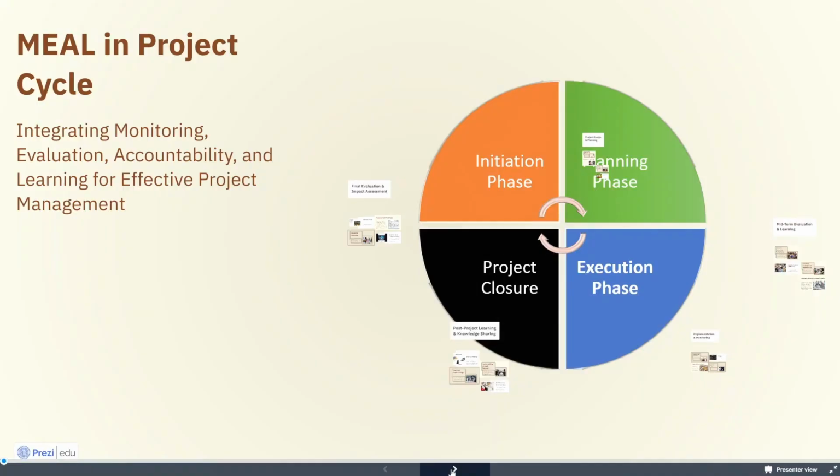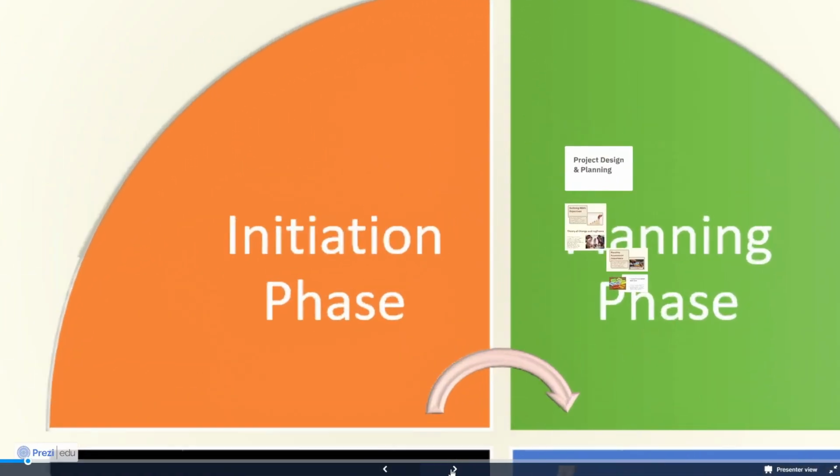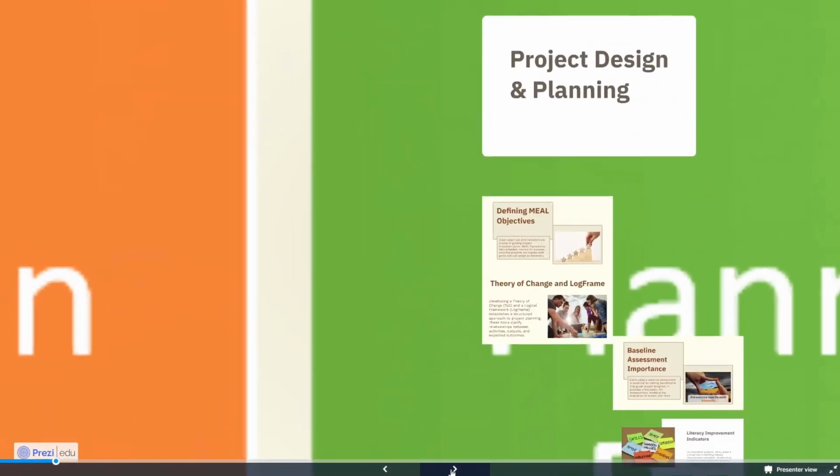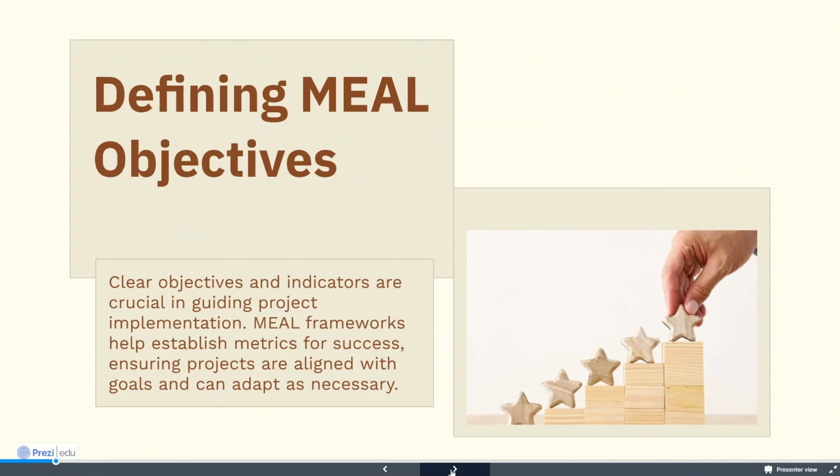Now, let's look at MEAL in the project cycle. It is essential to integrate monitoring, evaluation, accountability, and learning for effective project management. Let's take a simple dive into the different phases of the project. In the design phase of a project, it is essential to define MEAL objectives. Clear objectives and indicators are crucial in guiding project implementation. MEAL frameworks help establish metrics for success, ensuring projects are aligned with goals and can adapt as necessary.